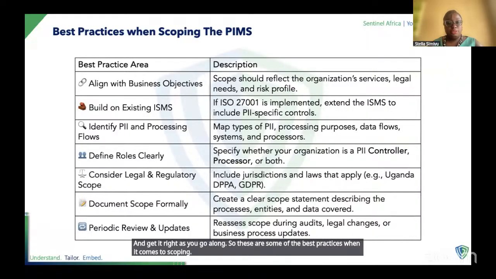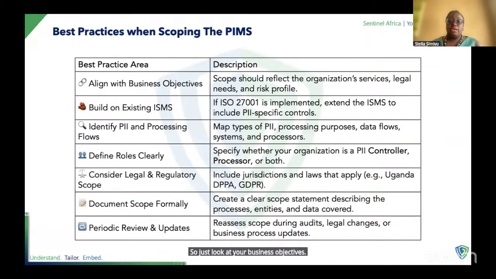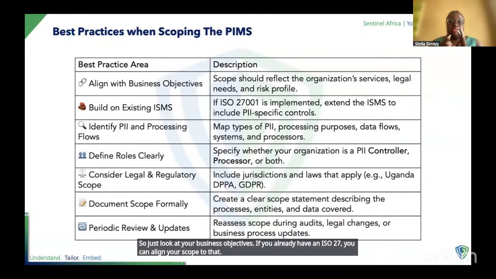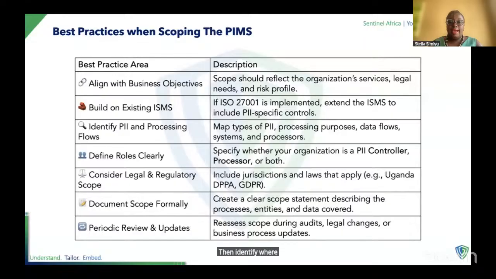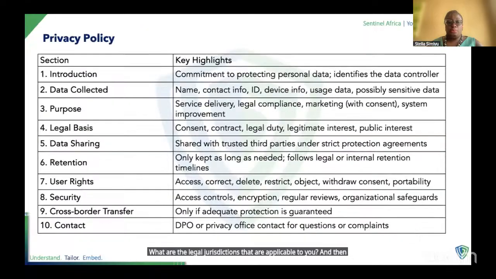So these are some of the best practices when it comes to scoping. Look at your business objectives. If you already have an ISO 27001, you can align your scope to that. Then identify where you're processing PII and the data flows. Define your role as an organization: are you a controller, a processor, or both? What are the legal jurisdictions that are applicable to you? And then document your scope.